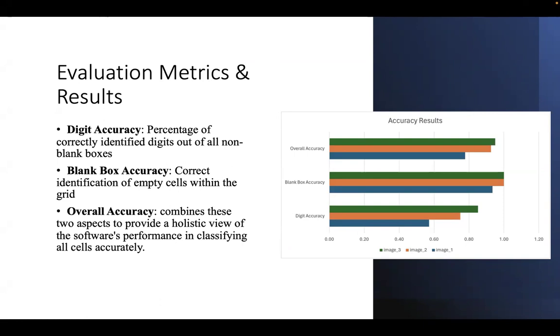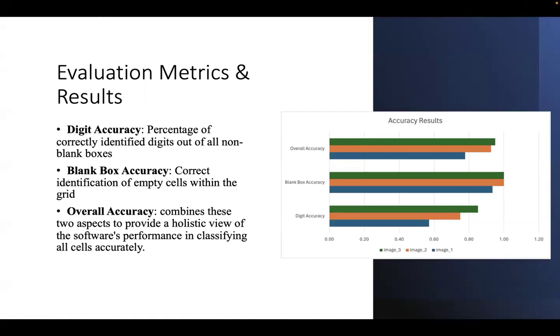And so we have now three images, which is what I went through. As you can see, blank box accuracy is doing well. So the model is able to predict that a box is blank. One of the ways I did that was to say that a box is blank based on the confidence of the best prediction that it's giving.